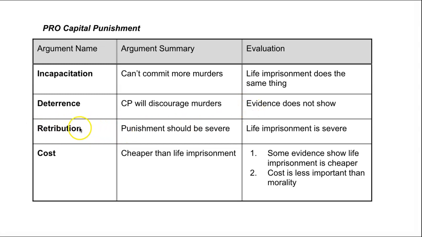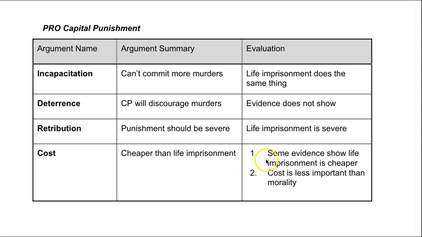The third argument, called retribution, is one which speaks more to a view of justice, saying that if someone has committed a serious crime, they should receive a serious punishment. And the evaluation of that is, yes, again, that may be true, but life imprisonment is also a very serious punishment. The final argument, cost, states that capital punishment is cheaper to the government than life imprisonment.